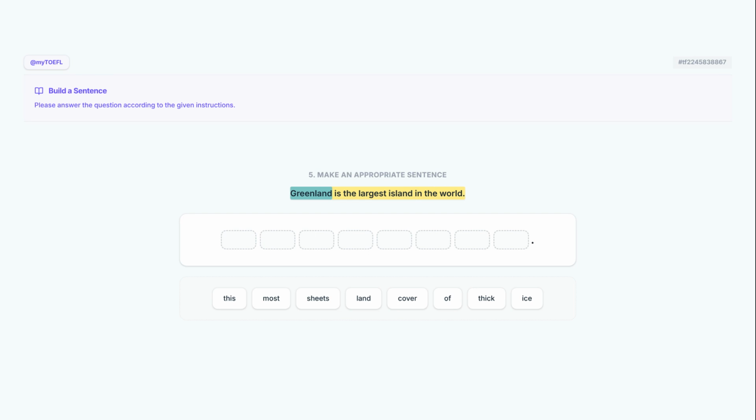We start with the adjective thick, then we place the noun ice, next the subject sheets, then we drag the verb cover, followed by the quantifier most, then the preposition of, next the demonstrative this, finally the noun land.